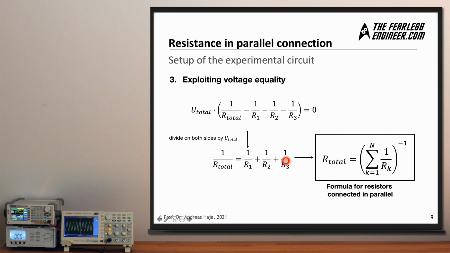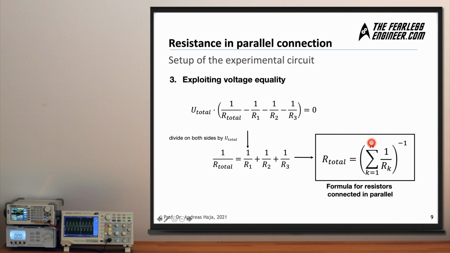And this can be reformulated. We can invert the left side, we can replace this sum of inverted resistance values by what's written here on the right hand side within the brackets, and then we can simply invert the result, which is the -1 here, and this is the formula for computing the total resistance of resistors which are connected in parallel.